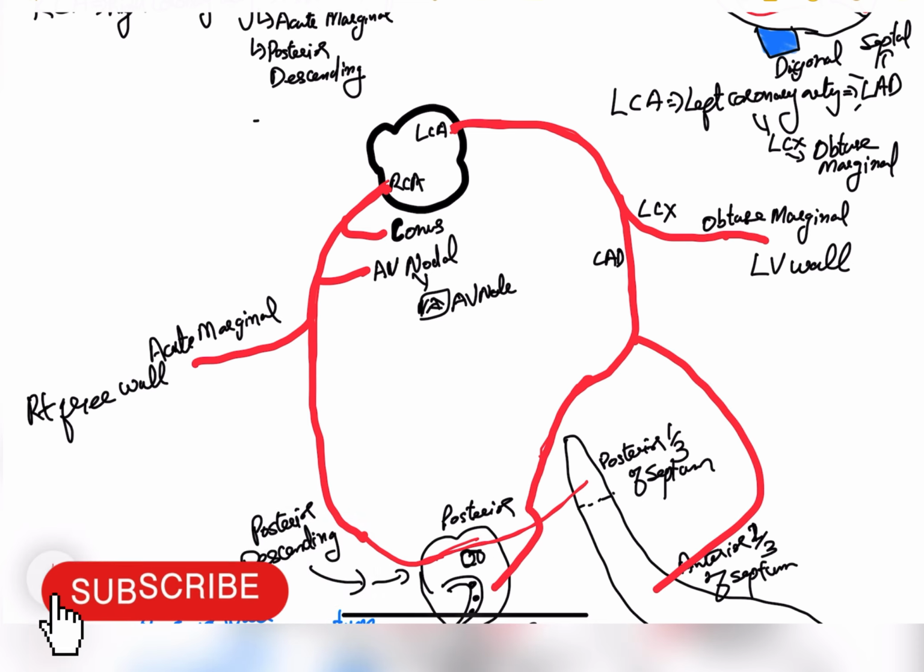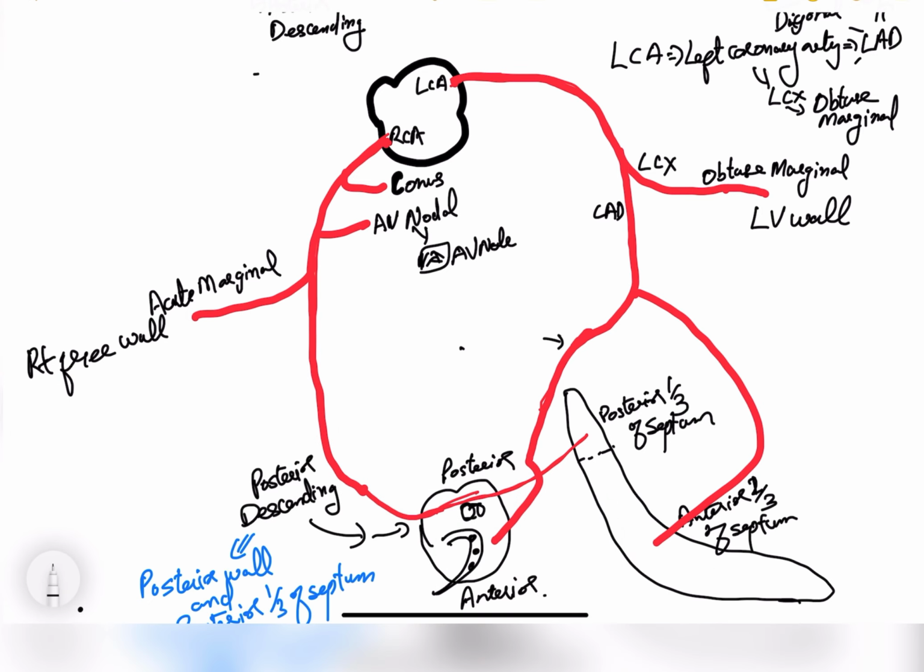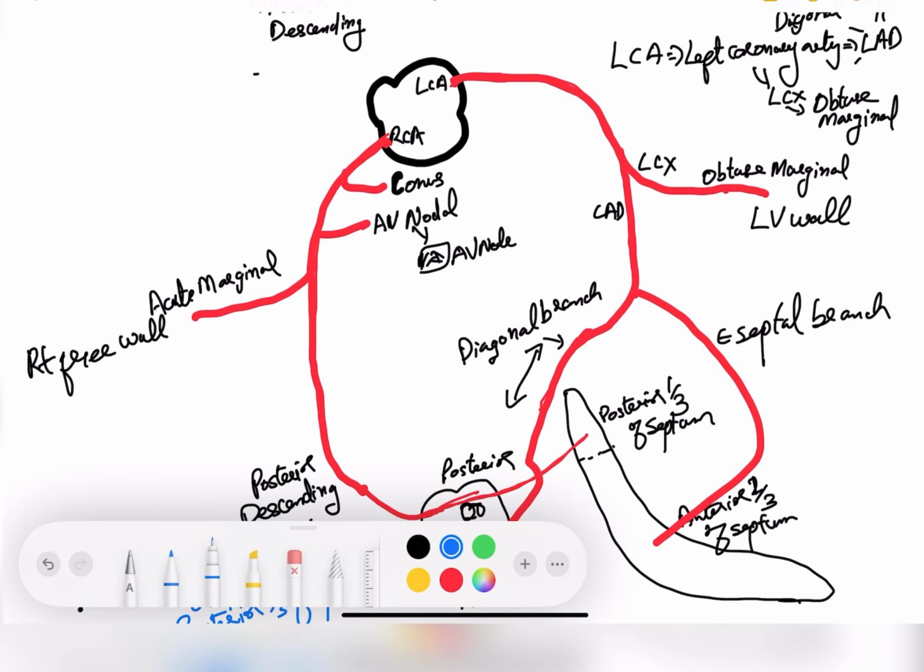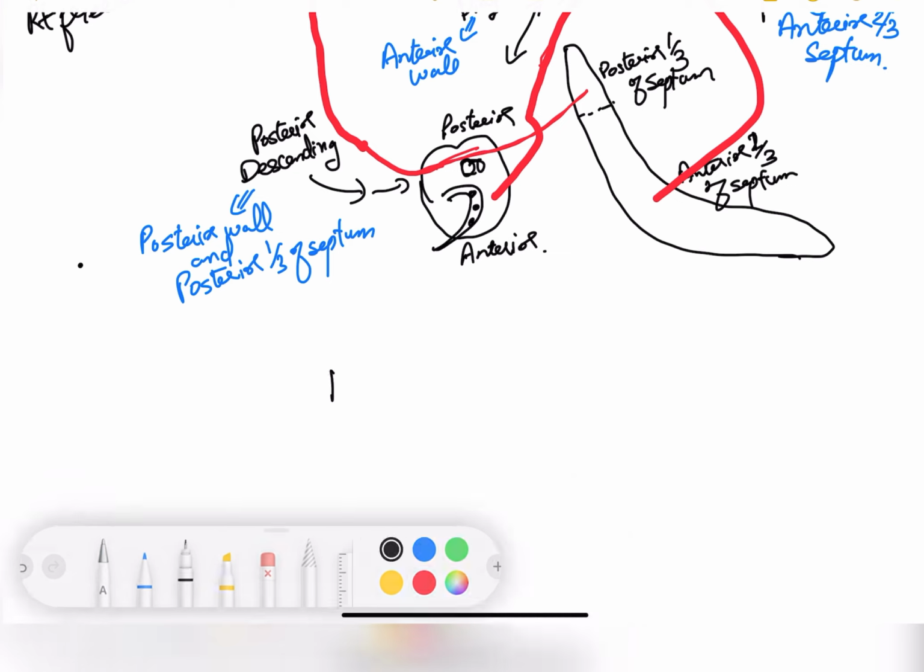Now the LAD is further divided into diagonal and septal arteries. For easy remembering, see the diagonal artery as a diagonally shaped artery. It supplies the anterior wall of the heart, while the posterior wall, as we have learned before, is supplied by the posterior descending artery. Now the septal branch supplies the anterior two-thirds of the septum.